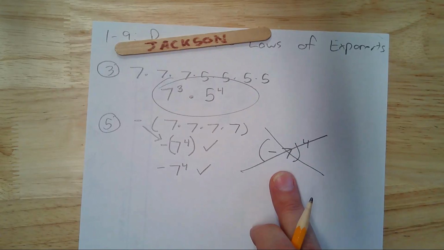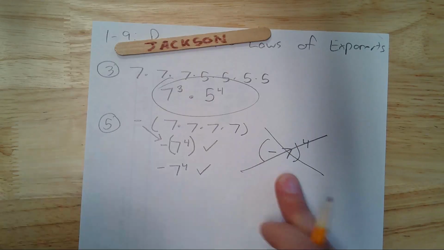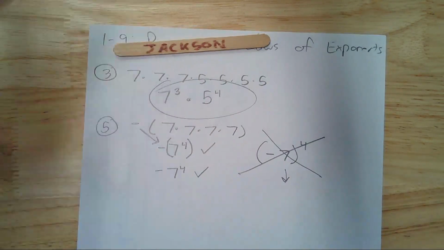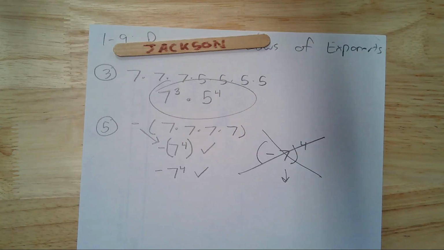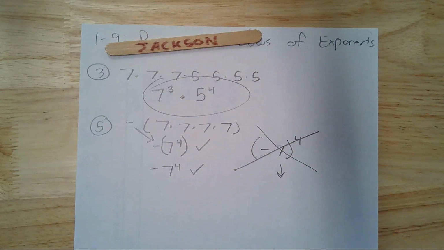So what is this telling me? That the negative is not part of the base; it's part of the problem, not part of the 7. So how would I write this out? If I wrote this in expanded form, what would it look like? Negative 7 times 4 times 4? No, 4 is the exponent. It's telling me how many times to multiply negative 7 times itself. So what would it look like?